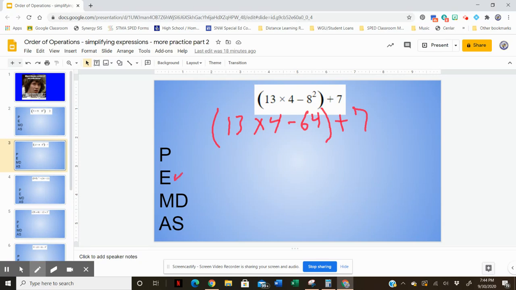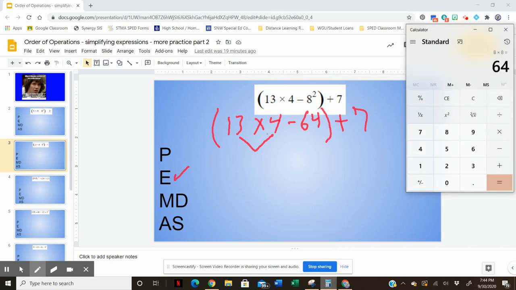I've taken care of my exponent that was inside the parentheses. My next step is to go on to multiplication and division. I do have a multiplication right here. I have 13 times 4. It's a bigger number. I don't quite know that off the top of my head, so I'm going to go 13 times 4, and I'm going to get 52.